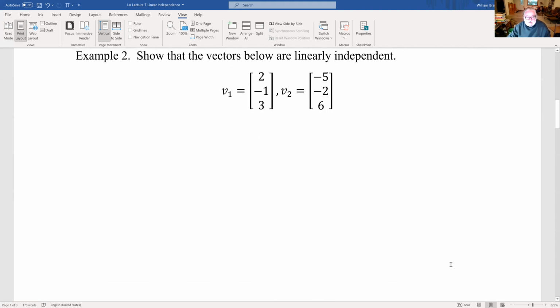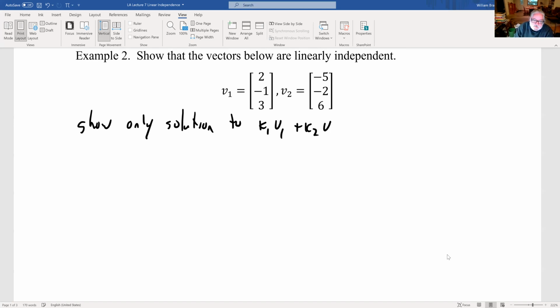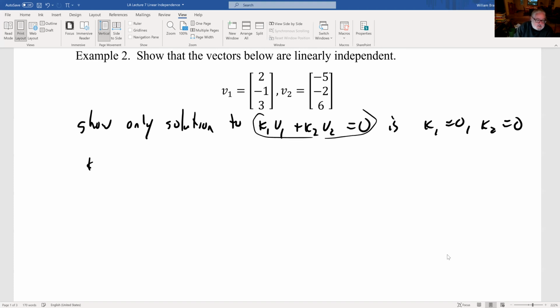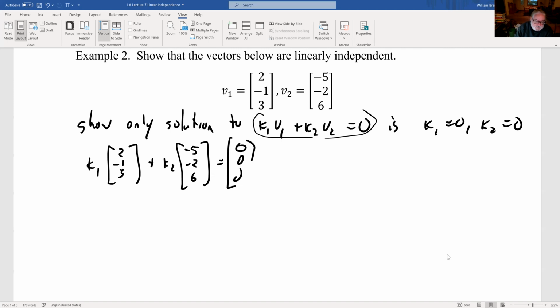Are these two linearly independent? How do we show that? Well, show that the only solution to K1 V1 plus K2 V2 equals 0 is K1 equals 0, K2 equals 0. But what does this equation become? Well, that's K1 V1, but V1 is (2, -1, 3), plus K2 times (-5, -2, 6). We want that equal to (0, 0, 0).